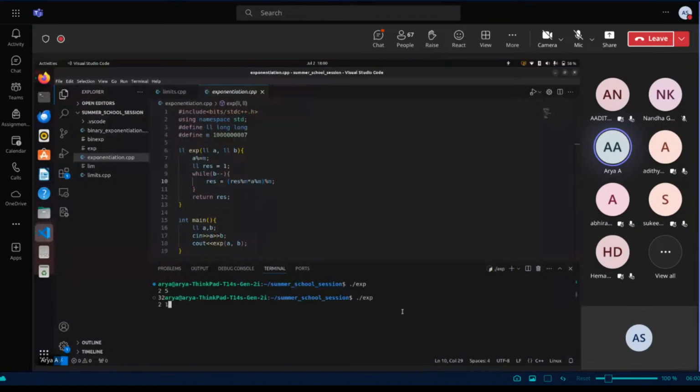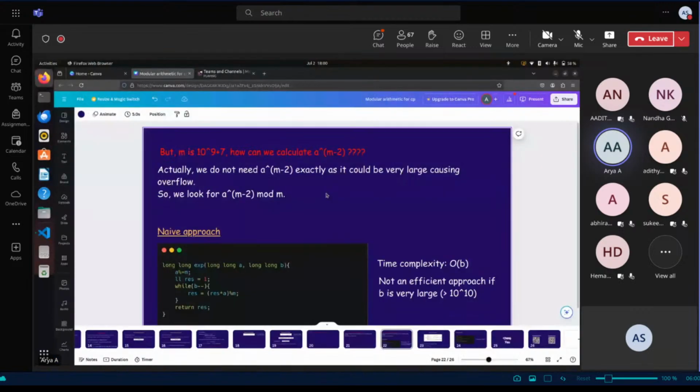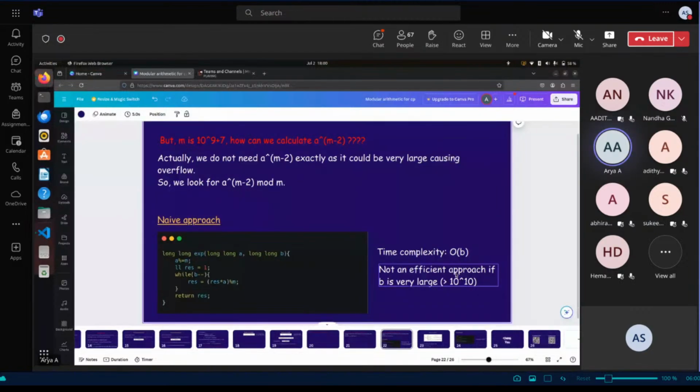If I give something very big, so say I'll give 10 power 10. Okay, there are 10 zeros. You can see that it doesn't give the output very quickly. It kind of struggles. Takes a lot of time. So I'll close it right now. So this is the shortcoming of this approach. As the complexity is O of b, clearly we need something better than O of b.